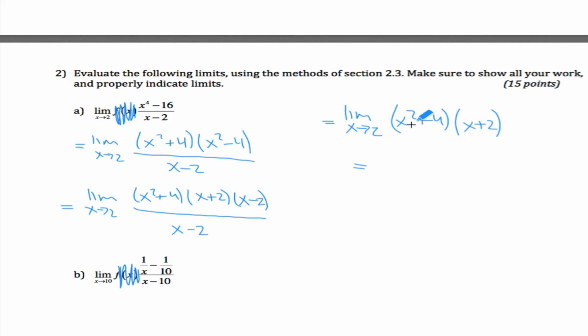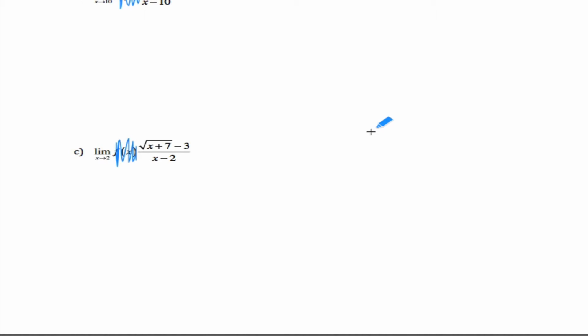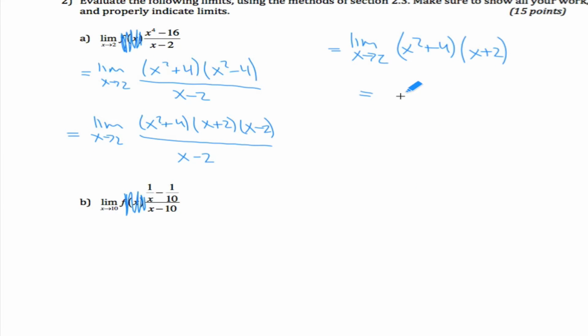I can just change all the x's into 2's. So I have 2 squared plus 4 times 2 plus 2. So 2 squared is 4, 4 plus 4 is 8, and 8 times 4 is 32. So that would be my answer here.